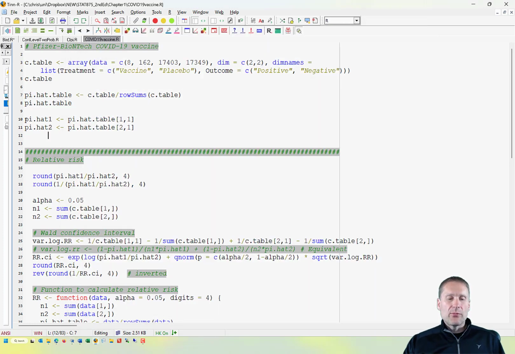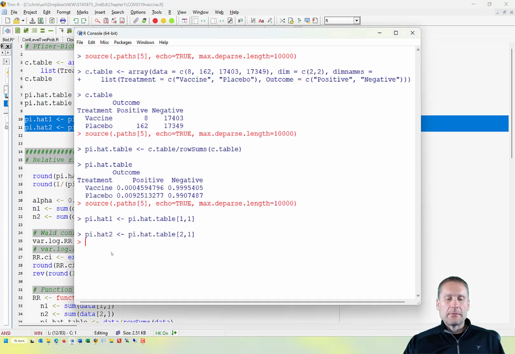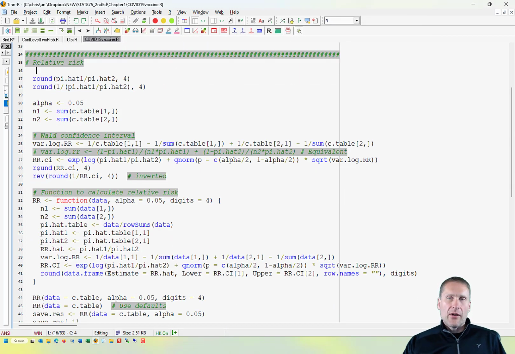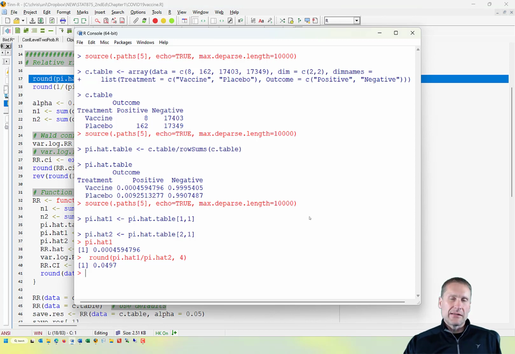And so how about we just pull those out and create objects called pi.hat 1 and pi.hat 2. So just verify that. There we go. Now to find my relative risk, all I need to take is pi hat 1 divided by pi hat 2. And so that's what I'm going to do here. I'm going to round it to 4 decimal places and make it look a little bit nicer. So I get 0.0497.